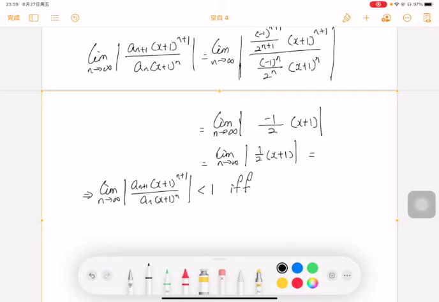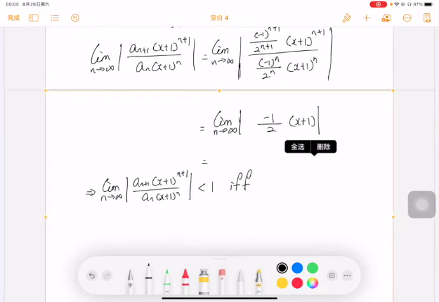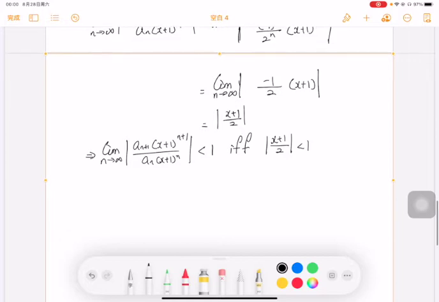Notice that the stuff in the absolute value doesn't depend on n at all, so we can get rid of the limit because we've canceled out everything that depends on n, and the things that follow the limit sign don't depend on n at all. So we have this equals just the absolute value of x plus 1 over 2. So the limit is smaller than 1 if and only if x plus 1 divided by 2 is smaller than 1.